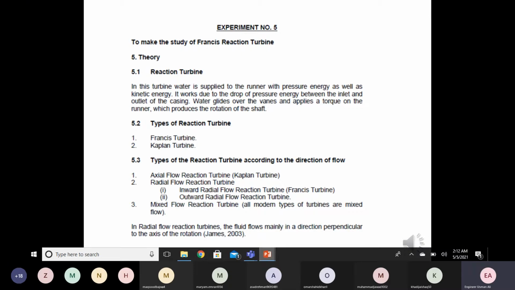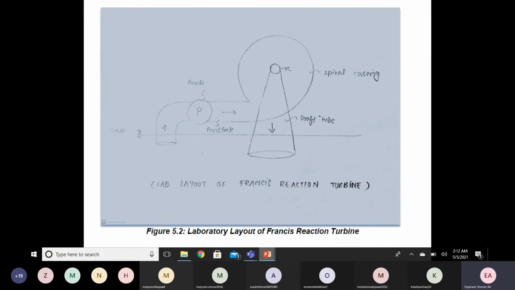In this, water is supplied to the runner with pressure energy as well as kinetic energy. It works due to the drop of pressure between the inlet and outlet of the casing. Water glides over the vanes and applies a torque on the runner, which produces the rotation of the shaft. If you see this diagram, which you have to make in the space for figure 5.2, we have the inlet of the casing where water enters, and the outlet of the casing. At the inlet of the casing, remember this, the pressure is positive, more than atmospheric pressure, because this casing is an airtight pressure casing, and at the outlet of the casing the pressure is negative.